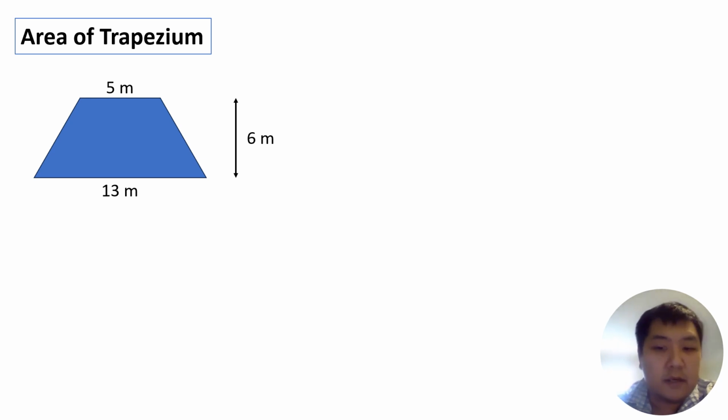Hello, so today we are doing area of trapezium, area of kite, and area of rhombus. We're going to start with area of trapezium first. What do we notice about this trapezium? The parallel sides are the top and the bottom. The top is 5, the bottom is 13.